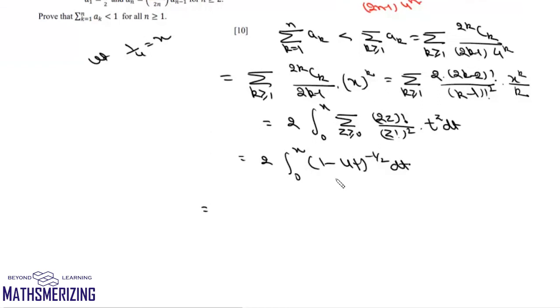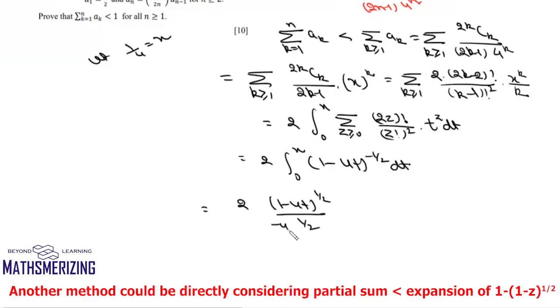Now this integral will be 2 and then (1 minus 4t) to the power 1 by 2 upon 1 by 2, and this is into minus 4, from 0 to x. So here 2 and 4 will cancel, so it will be 1 minus (1 minus 4x) to the power 1 by 2. Now here the value of x is 1 by 4, so this expression will be 0. The value of this summation will be 1.